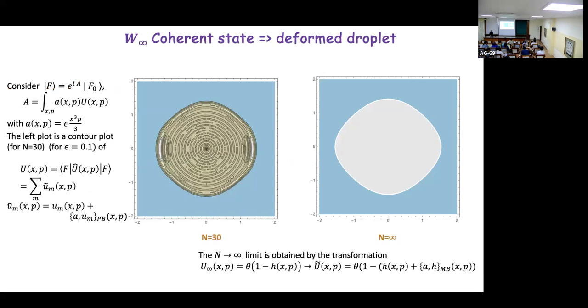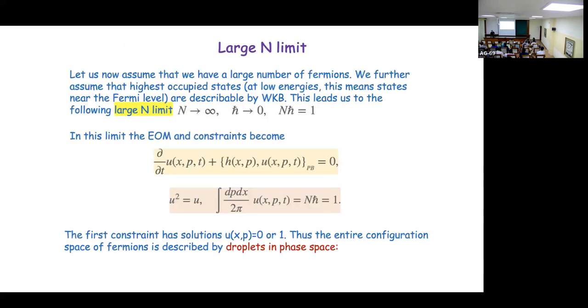But using this, you can actually derive things. These are some plots which I have generated for this talk. I have not derived these things before. You can take this little e to the power i a, and let's say little a is this. Then you can compute this expectation value in the deformed state. So it's a deformed droplet, and you can compute the N equal to infinity limit rigorously by using this large N limit.